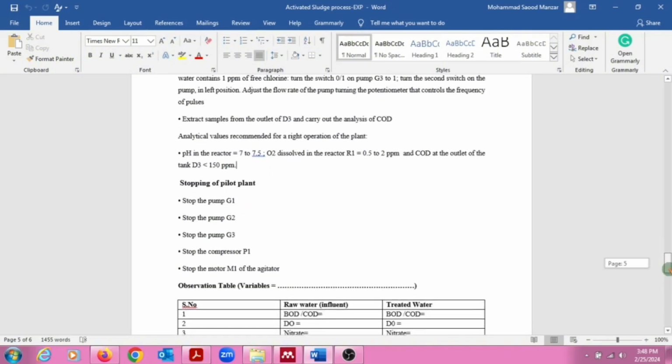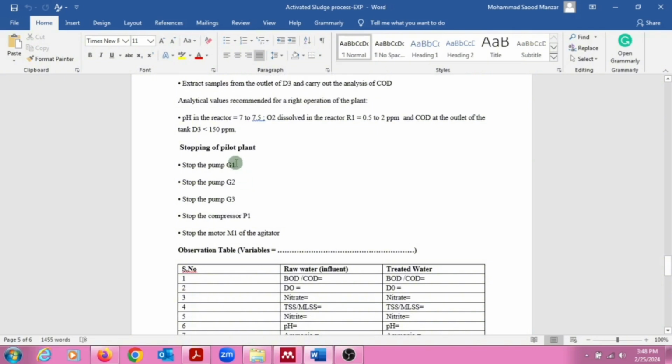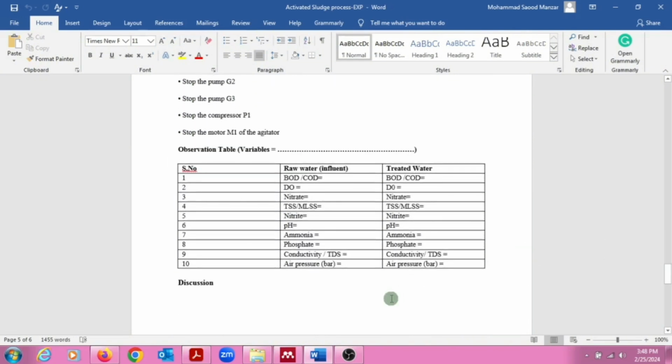For stopping the pilot plant, after the plant has run, we have to stop the pump G1, pump G2, G3, and the compressor P1, then stop the agitator. This is the sequence in which we have to close our device. These are the variables that we need to find out, and then we can compare the raw water influent with the treated water collected from the secondary clarifier. The parameters are BOD or COD, dissolved oxygen, nitrate, TSS or MLSS.